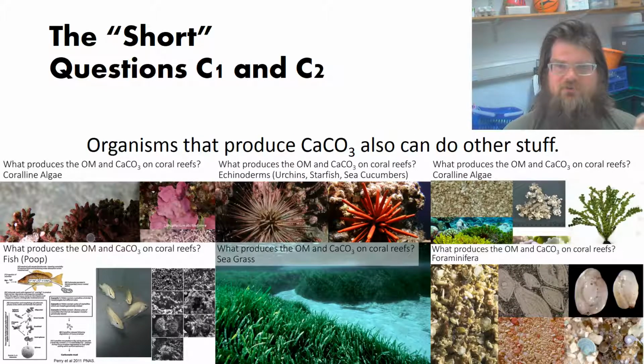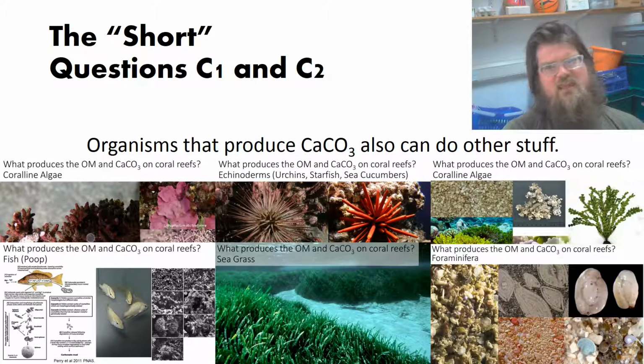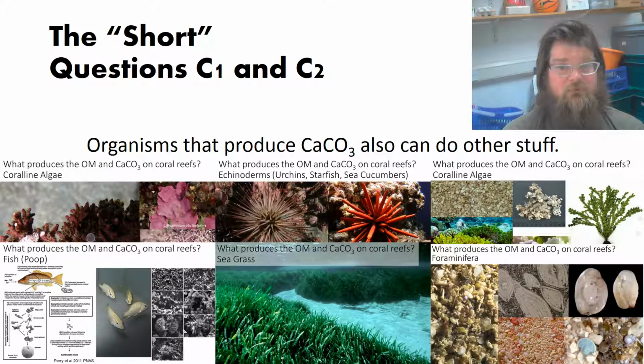So this follows on to another important thing that quite a lot of people missed: organisms that produce calcium carbonate, corals for instance, or these coralline algae, also do other things. They don't just do calcium carbonate production. Some of them photosynthesize. All of them, if they're organisms, will do some kind of respiration. So there are other processes that these things do that are not just calcium carbonate production. And I think most people missed out on that in the next part of the question.